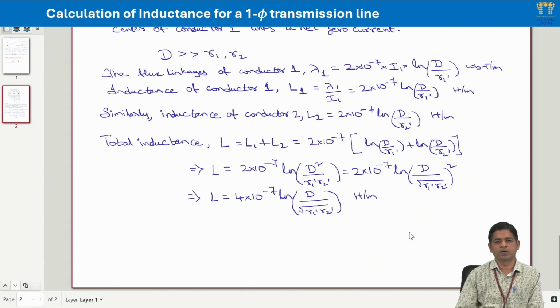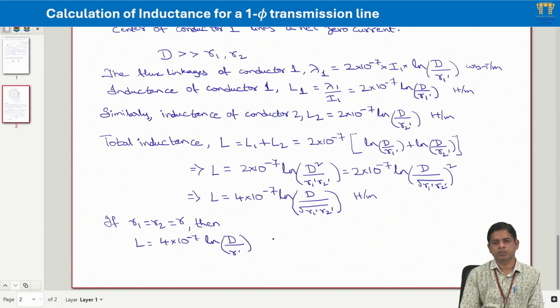Now, if we consider the radius of both the conductors to be the same, that is, if r1 is equal to r2 is equal to r, then this L will be equal to 4 into 10 power minus 7 ln d by r dash Henries per meter. So this will be the total inductance of a single phase transmission line.